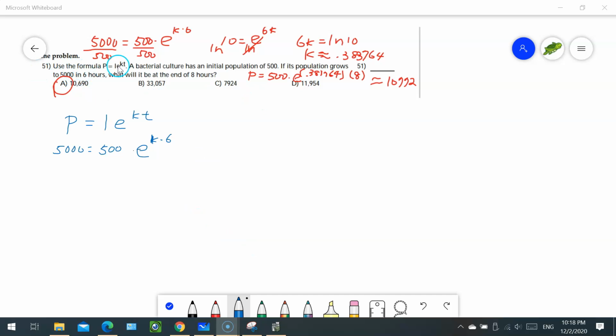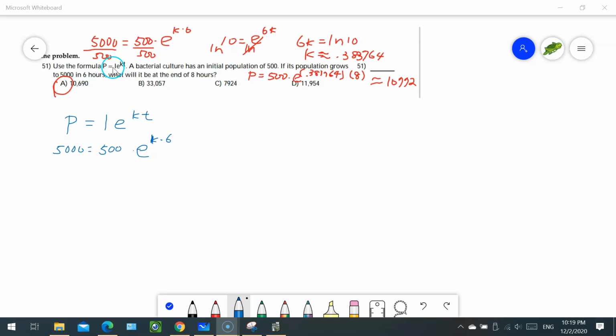51, use the formula P is equal to I multiply e to the power kt. A bacterial culture has an initial population of 500. If its population grows to 5,000 in 6 hours, what will it be at the end of 8 hours?